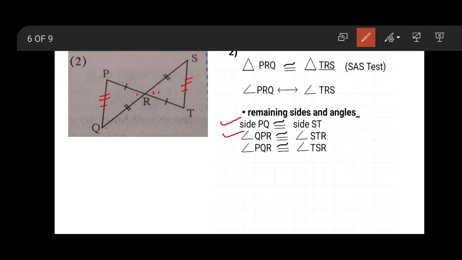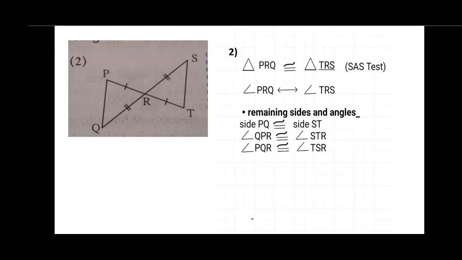QPR. QPR means this angle will be congruent with STR, means this angle. Remaining is this and this. The way to write it will be angle PQR will be congruent with angle TSR, means this. So in this way a solution will be.